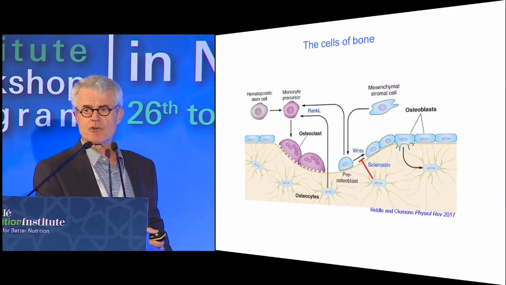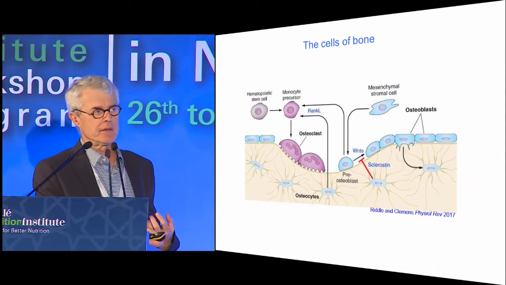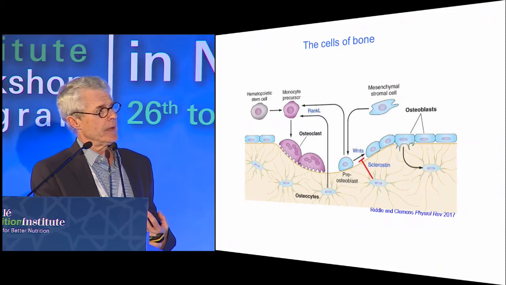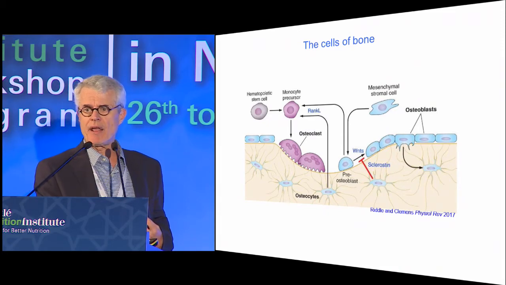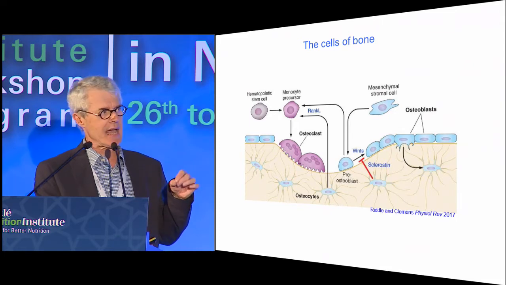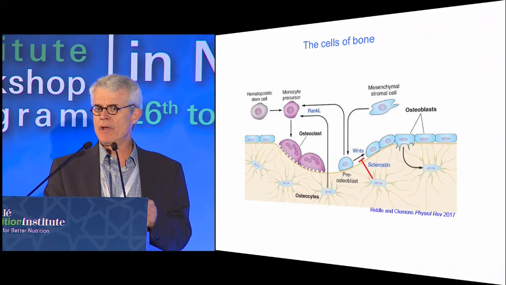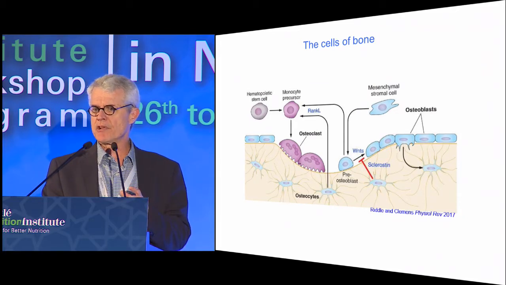These are mesenchymal stromal cells related to cells that become adipocytes and muscle cells, and these are the cells that form bone. And then there's a third cell. The most populous cell in bone is a terminally differentiated osteoblast that becomes embedded in its own mineralized bone and is thought to be a sensory cell, sensing nutrients, sensing mechanical loads, and so forth.